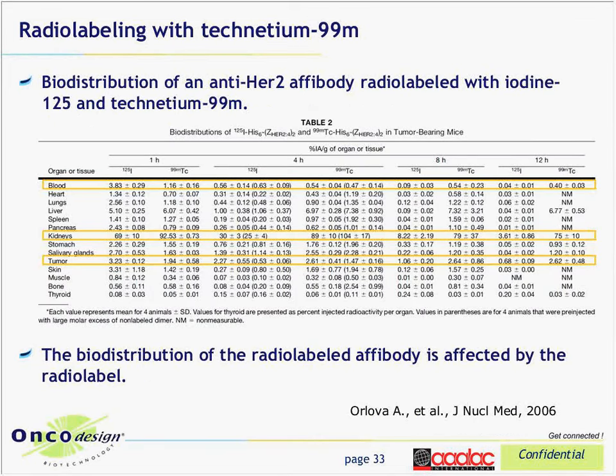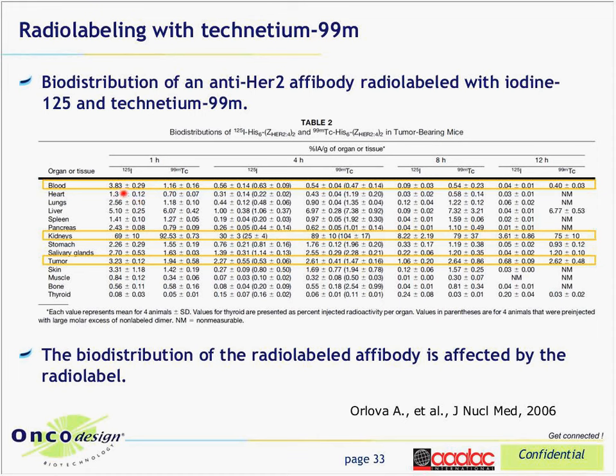And here is another example. The most interesting species are highlighted in yellow. It was an antibody targeting the A2 antigen, labeled with iodine or technetium. And in that case, also, we can see that the distribution is slightly different.